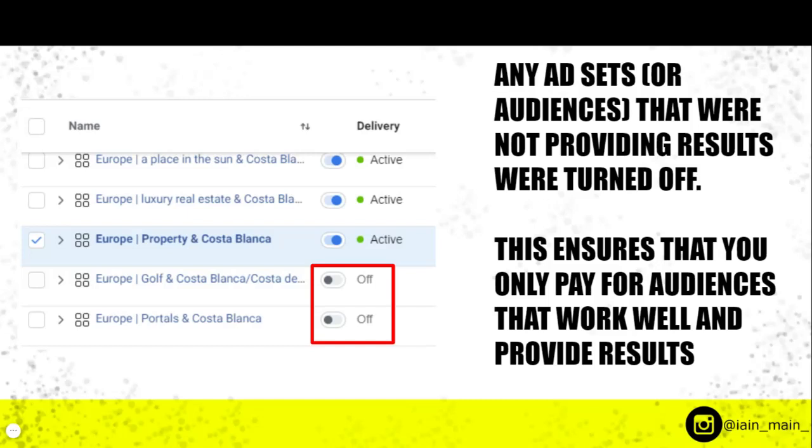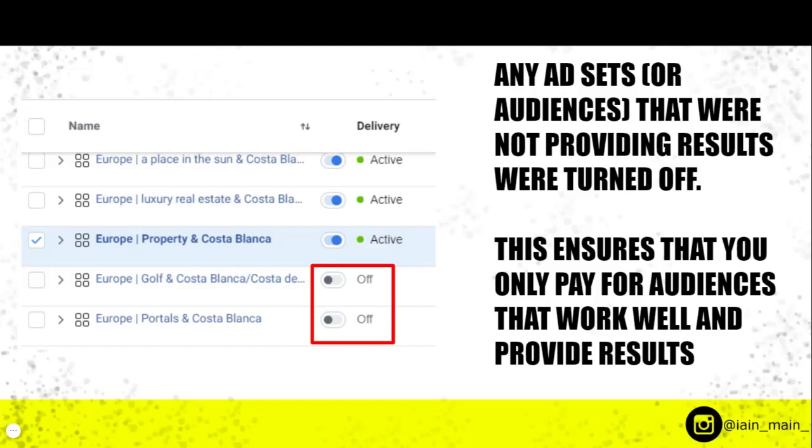I had 2 turned off within this campaign. It's very simple. I like to simplify things that sound complicated, but this is the secret. Turn off or fix what doesn't work. So if there are ad sets that are not providing results, just turn them off. You don't need to pay for something that isn't providing results.